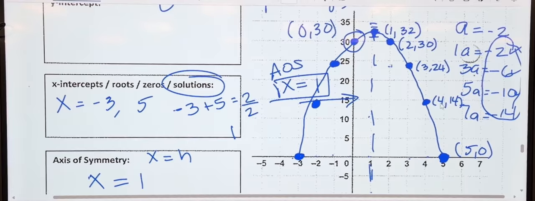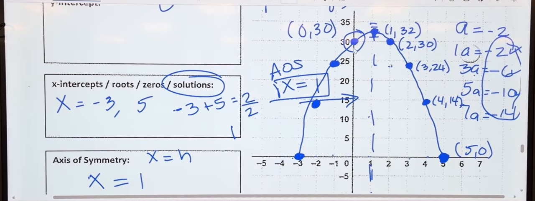X is the what? It's the seconds. It's the time. 32 is the feet. So 0, 30 means this thing started at 0 seconds before he did anything, before he released the ball. It was at 30 feet above the ground. Then he let the ball go.